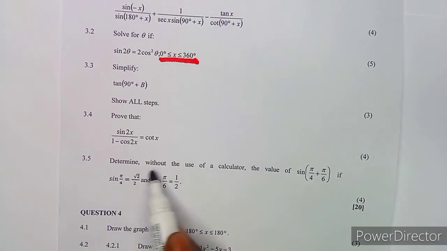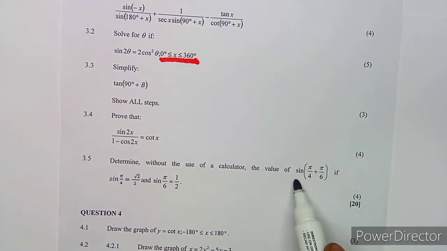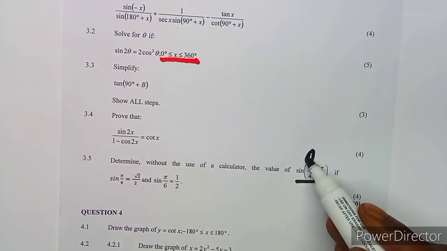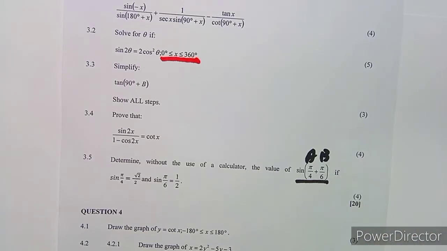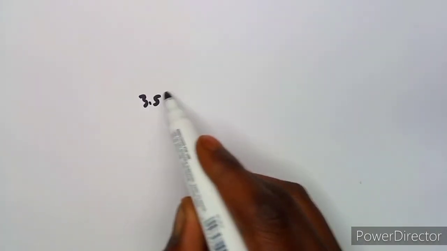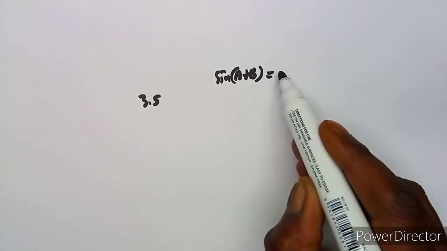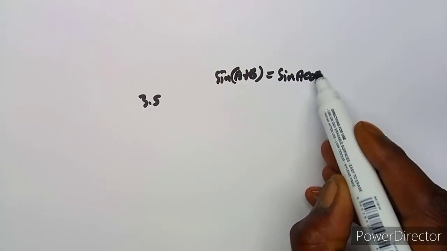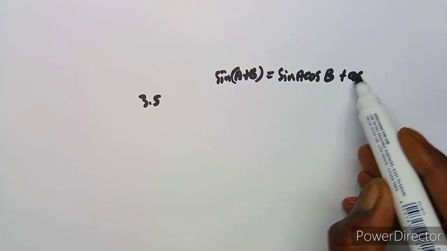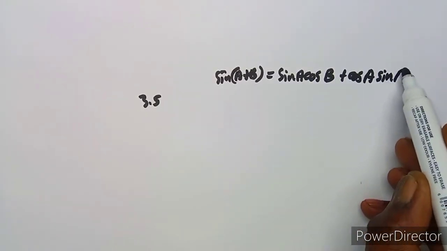All right, anyways, let's see. Determine without the use of a calculator the value of sine. So this one is the same as sine a plus b. Remember, we talked about this identity of sine a plus b. I said it's sine a cos b plus cos a sine b.